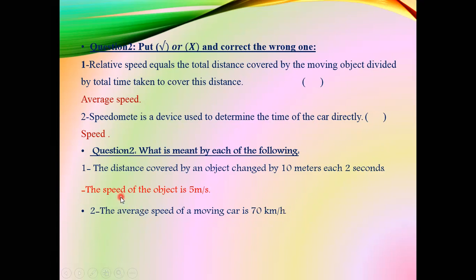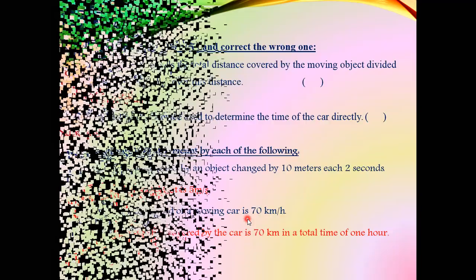There is another one. It means that the total distance covered by an object is 70 kilometers, divided by a total time of 1 hour. Same thing, total distance and total time. I divide them on each other, or here I explain it as 70 kilometers, which is total distance divided by total time.